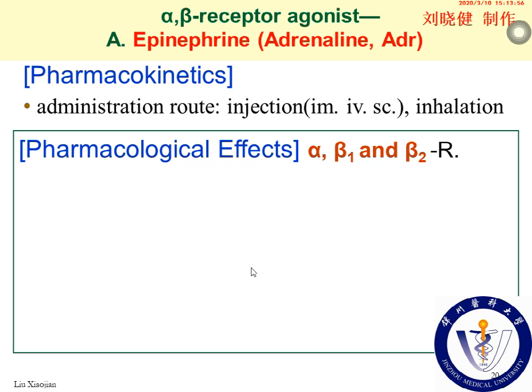Now, look at the pharmacological effects. The mechanism of action of epinephrine: it can activate alpha, beta-1, and beta-2 receptors. It has no obvious selectivity for the subtypes of these alpha or beta receptors. So try to think of this receptor distribution and their function. Let's analyze the pharmacological effects based on this activation of receptors.